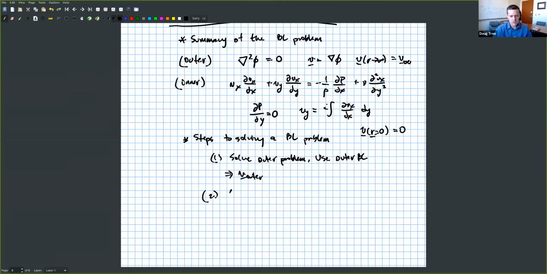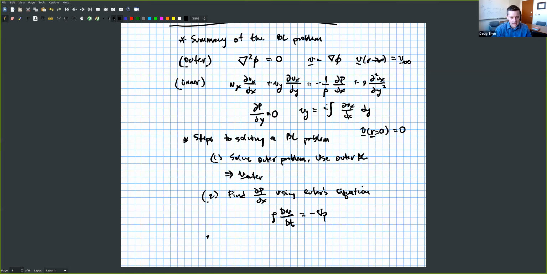And the second step then, you need to find dp dx using Euler's equation. Remember, Euler's equation was rho dv dt is equal to minus grad p. So if you take your V outer that you had and plug it in here, you can find what grad p is. Now you have dp dx. dp dx is one of the things that couples this outer solution to the inner solution. So you don't know what dp dx is until you've solved this outer problem.